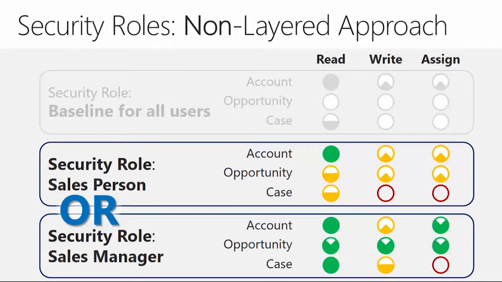Now the other option is a non-layered approach, where you have a salesperson and you have a sales manager. The salesperson has all of the individual permissions associated with what a salesperson would need. The sales manager has all the different permissions that a sales manager would need. Now, if I was a salesperson and I've been promoted to a sales manager, you simply remove the salesperson security role from my account and make me a sales manager. You could do either one. Neither one is a wrong approach. It's really just a matter of looking at what is the right approach for you as an organization, and then defining which one you want to use moving forward.